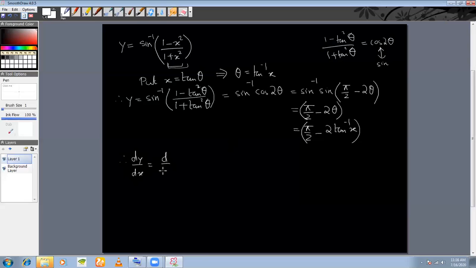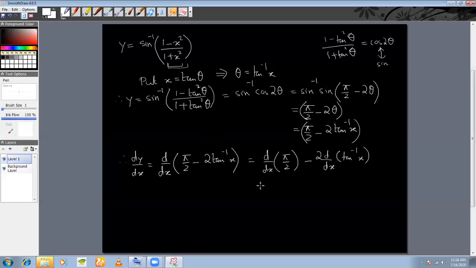So therefore, what is dy dx? It is d dx of (pi by 2 minus 2 tan inverse x), which is equal to d dx pi by 2 minus d dx 2 tan inverse x, and 2 can be taken out of the differentiation. 2 into d dx tan inverse x, which is equal to 0 minus 2 into 1 by 1 plus x square, which is minus 2 by 1 plus x square.